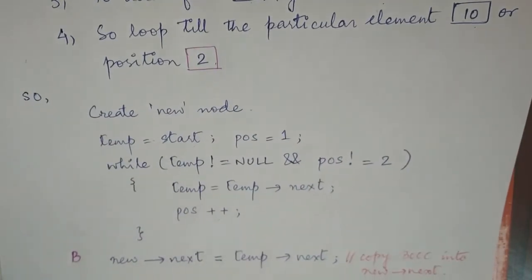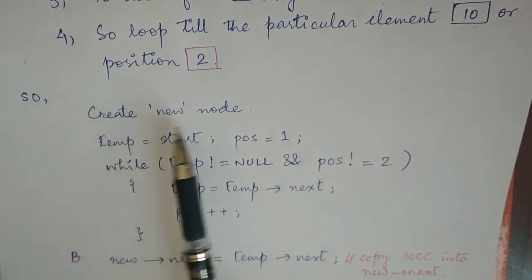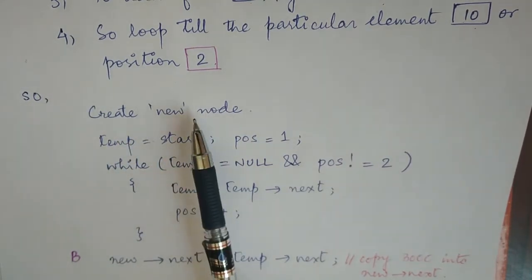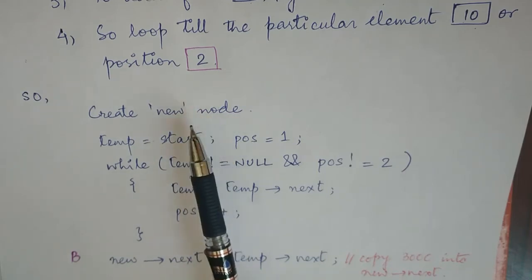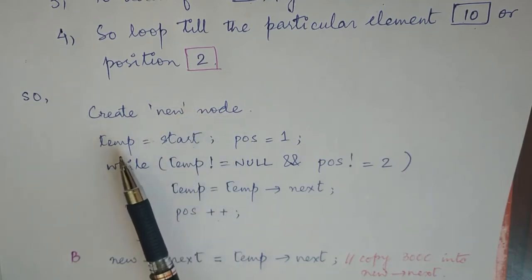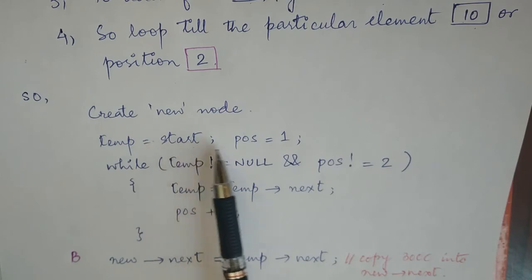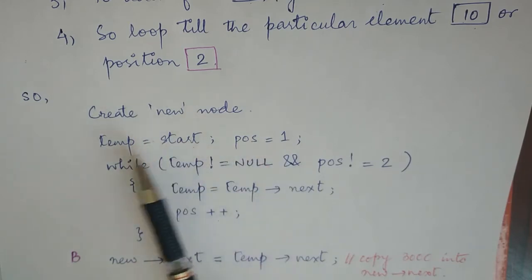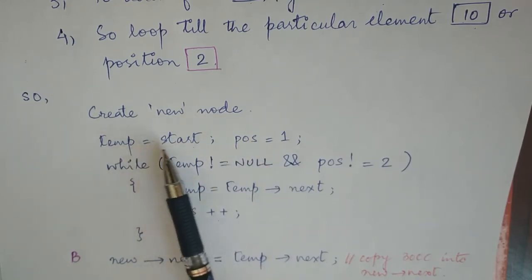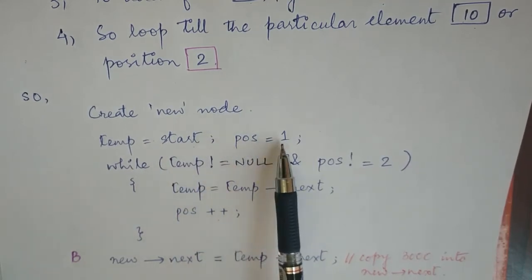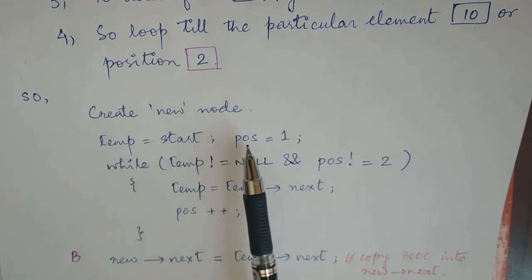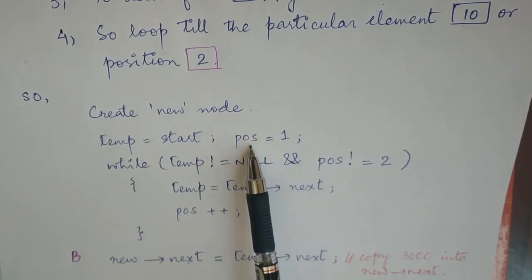So what do we do to add? We say create new node, which we have done before using malloc. So my new node is created. I put the values in, 50 and null initially. Then I initialize temp to start and my position is 1. So when my temp is start, I am actually having the address of the first linked list node. So my position is 1 by default. So this is what I initialize the position variable to.